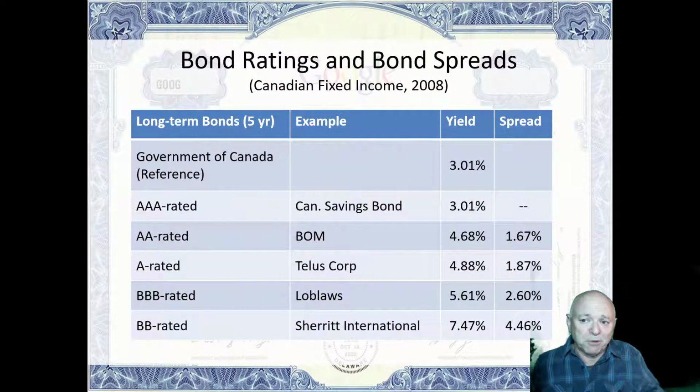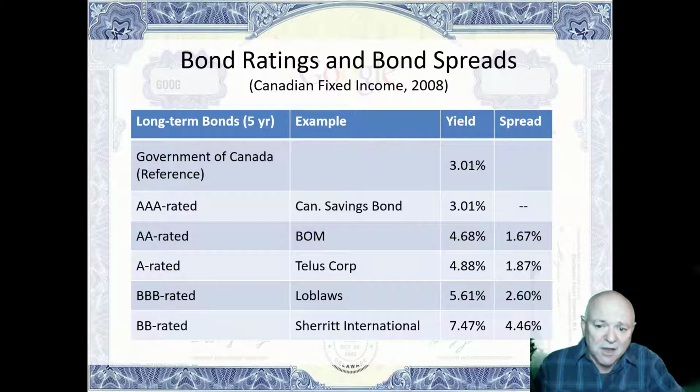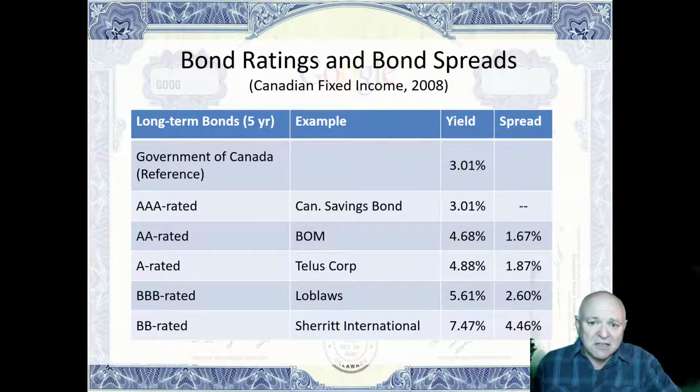You can see an example of how bond ratings have worked. This is a rather old example, but still valid. We can see that on the day this particular table was produced in a magazine called Canadian Fixed Income, the Government of Canada rate, essentially the risk-free rate on 5-year government bonds, was 3.01%, or 301 basis points. So the best rated instruments were Canada Savings Bonds, guaranteed by the government, also at the risk-free rate, so they would pay out a 301 basis point yield.